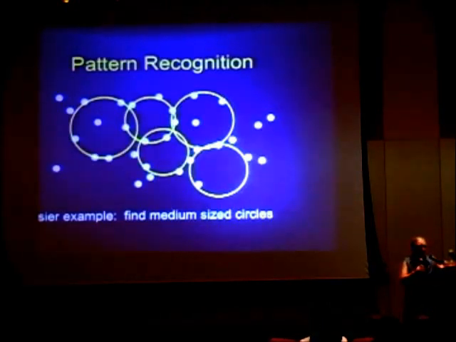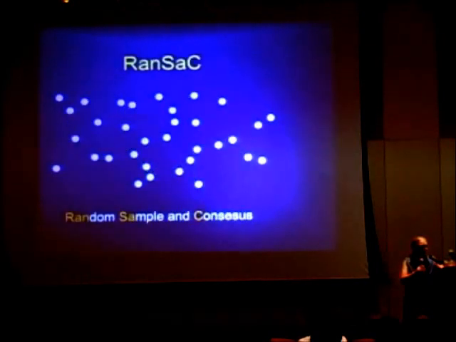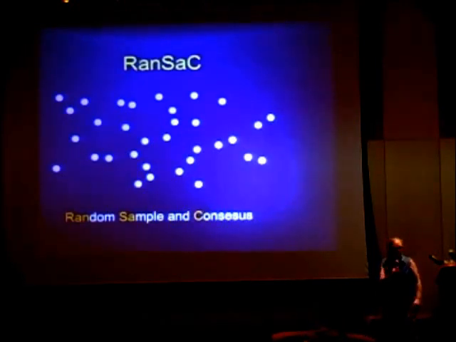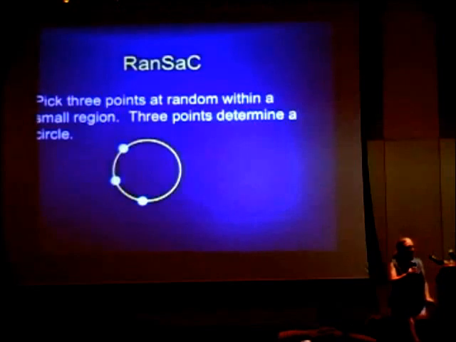Okay, so how are we going to do this? Here's one idea. This is an algorithm that has a name also. It's RANSAC, for random sample and consensus. The idea is that we're going to make random choices, and then we're going to check each random choice and see if it's a good circle or not. It's really deep as a puddle, but here we go.